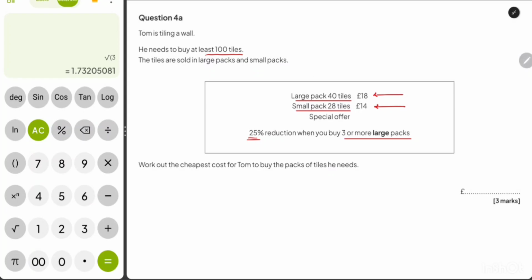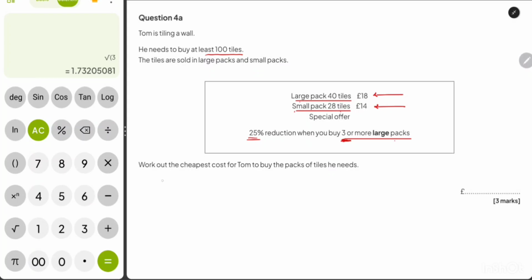3 large packs will be 40 times 3, that means 120 tiles, which will contain more than 100 tiles. Or he can go 2 small and 1 large, or let's say all the smalls also, he can mix and match. So let's take the worst case scenario. The maximum he can buy is large packs of 3 packs. That means if he's getting 3 or more large packs, then he'll get discount also. So let's check after discount what will be the cost.